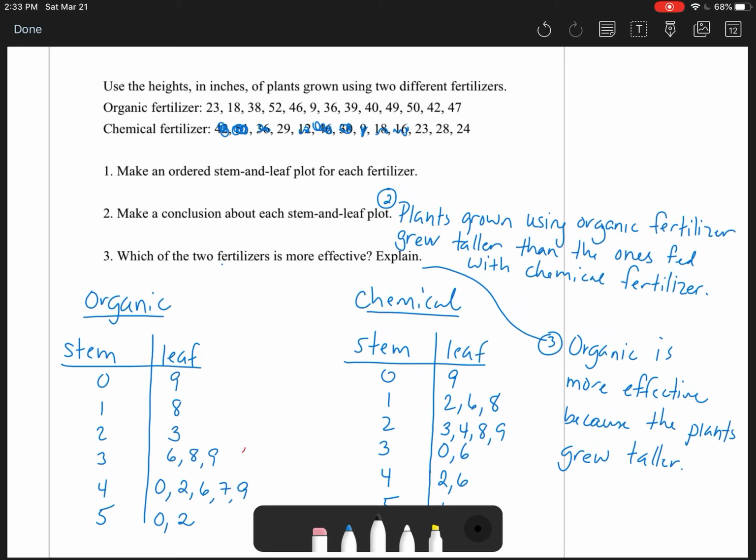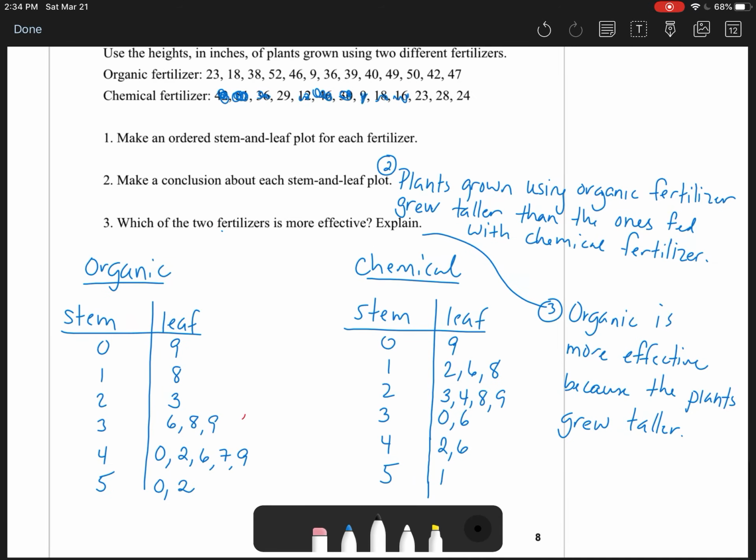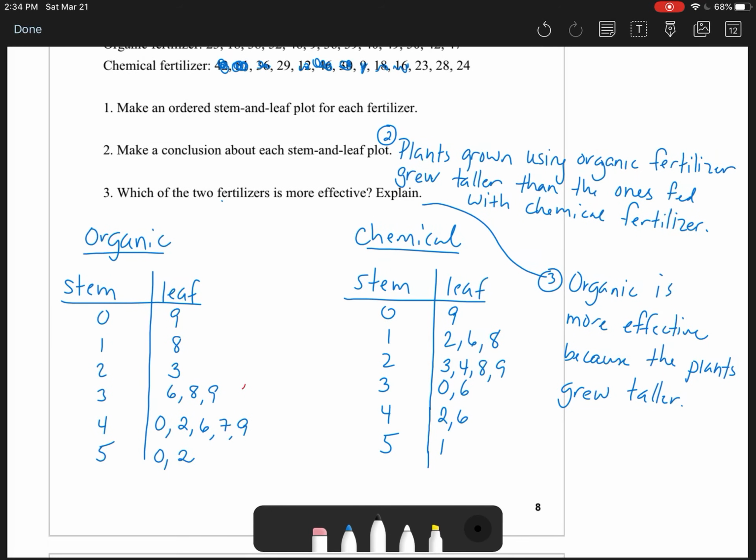All right, the last question has you comparing two different stem and leaf plots. Use the heights in inches of plants grown using 2 different fertilizers. So we have organic fertilizer and chemical fertilizer. We made a stem and leaf plot for each. On the left we have the organic and on the right we have the chemical. Once you completed that, you had to make a conclusion about each.